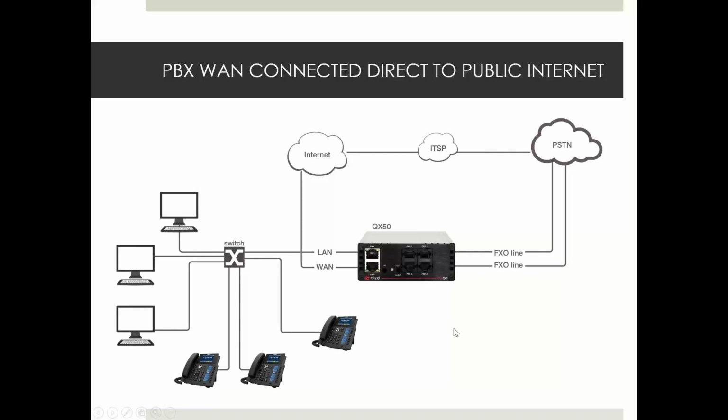There are a couple of methods for configuring your trunk, the PBX to the SIP trunk, or the ITSP as we've come to know it. One is a direct connection to the public internet. As you see here, the PBX has the connection on the WAN port directly to the public IP address.